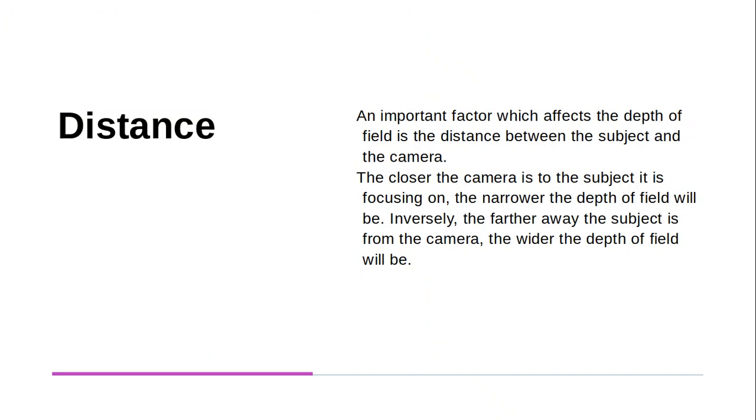Distance. The important factor which determines the depth of field is the distance between the camera and the subject. So the closer you are with the camera to the subject, the narrower the depth of field will be. Inversely, the further away you are, the wider the depth of field will be. So that will contribute to the length of the frame.